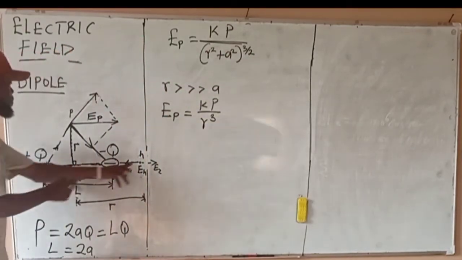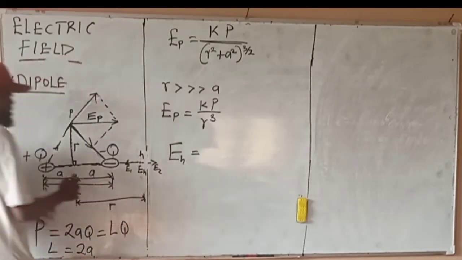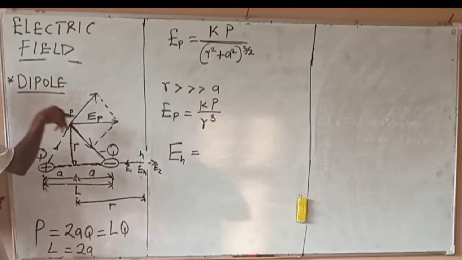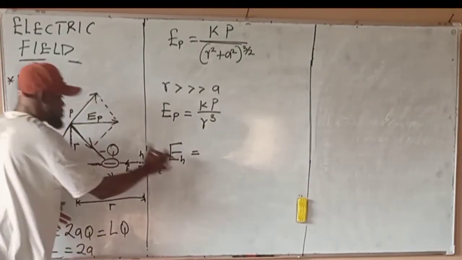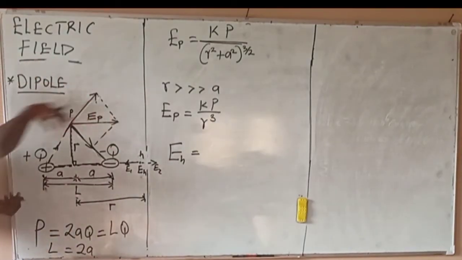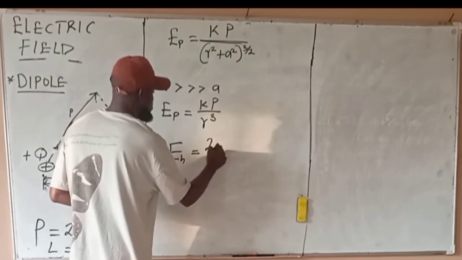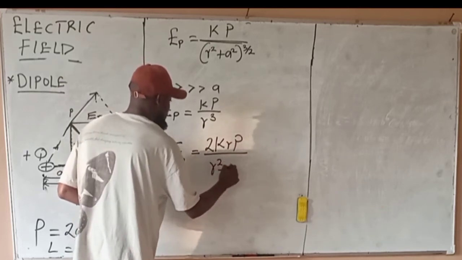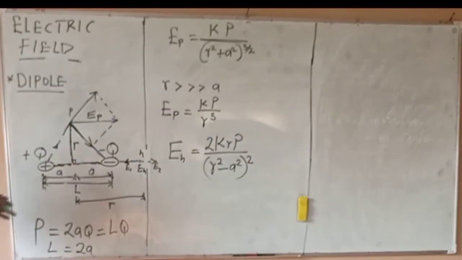But the electric field at point H, E_H, is the electric field at a distance along the axis from the midpoint of the dipole. The electric field at an axial distance from the midpoint of the dipole is given as 2kpr over (r squared minus a squared) to the power 2. That's what I'm going to have if you solve this question.